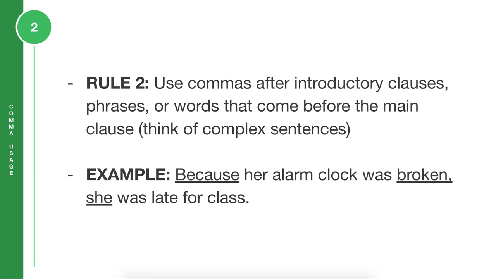One really good way to find out if you are using an introductory phrase or a dependent clause at the beginning is to look for subordinating conjunctions. Our word because is a subordinating conjunction, which means that it is going to start a dependent clause. It wouldn't make sense to just end our sentence right after broken, because her alarm clock was broken. And because that doesn't make sense on its own, we know that we're going to need a comma after it. Now notice here that the comma comes after broken. It does not come after the word because. So in order to use commas correctly in this case, you need to figure out where your introductory phrase or clause ends, and then the comma comes at the end of that introductory phrase or clause.